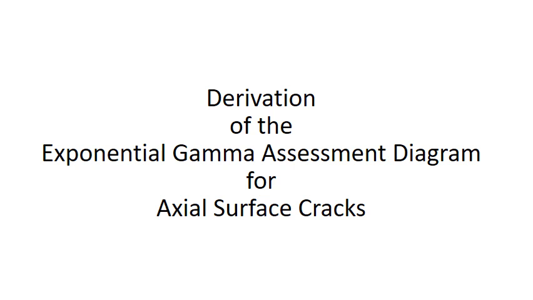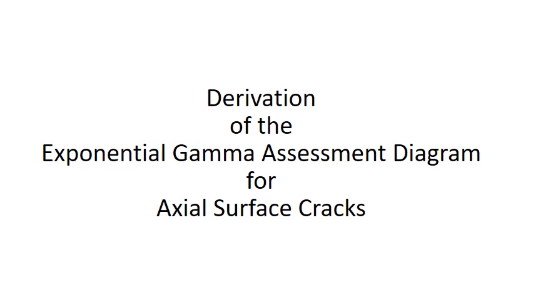So what I'm going to be talking about is the derivation of the exponential gamma assessment diagram for axial surface cracks. Essentially what I'm doing here is I'm using my gamma exponent model, which hopefully some of you have seen before, and I'm going through the mathematical exercise of turning it into a failure assessment diagram type approach. Some of you will be familiar with the failure assessment diagrams from industry standards such as API 579 or possibly British Standard 7910. Those of you that are familiar with fracture mechanics may know that the original failure assessment diagrams were derived from the original log secant model.